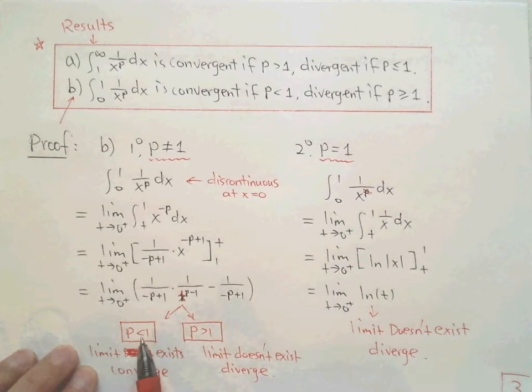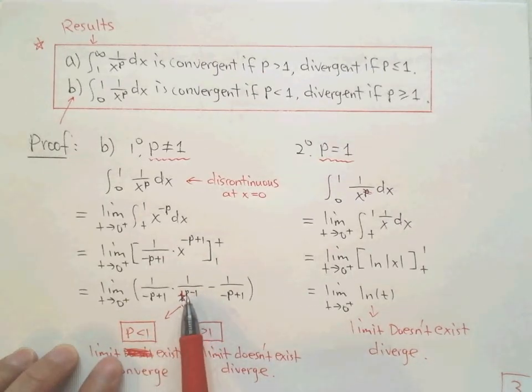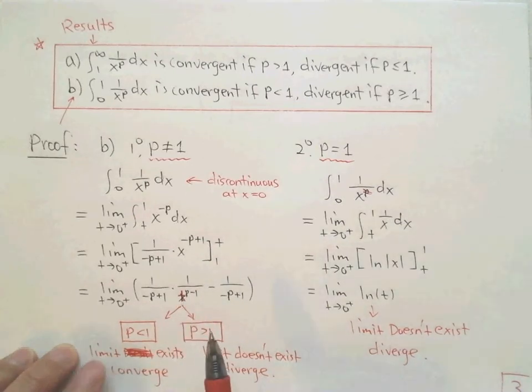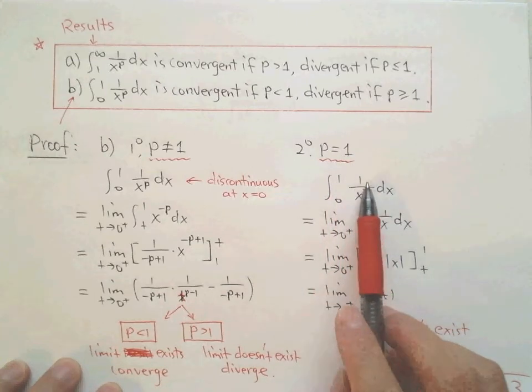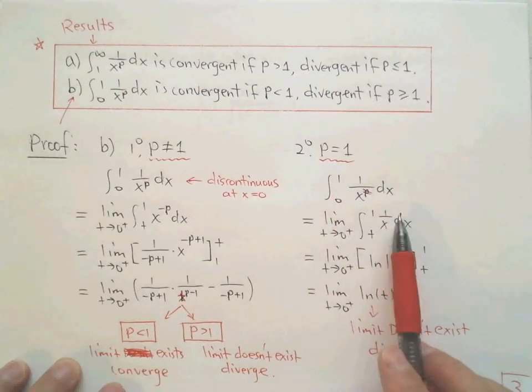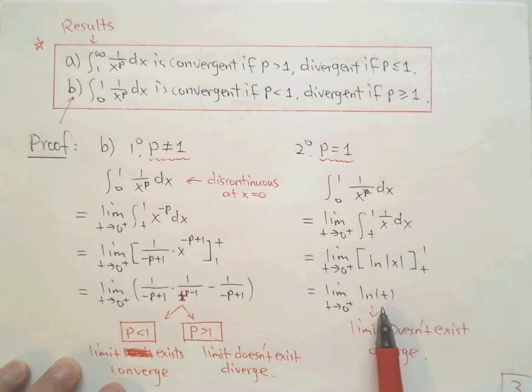And then we'll look at another case. If p minus 1 is less than 0, or p less than 1, you remember the negative power goes to the top, which is t raised to a positive power, and it approaches 0, right? If it approaches 0, the limit exists, and exists means converge. We determined these two cases. The third case is another. It is 1 over x, which is the reciprocal case, and then we're going to find the limit as t approaches 0 from the right side.